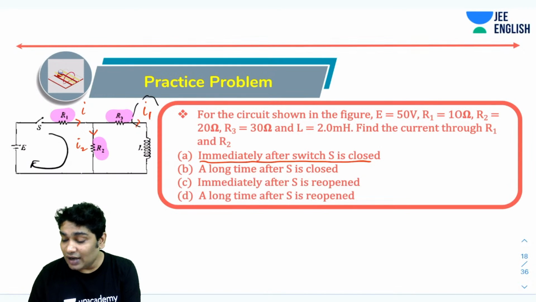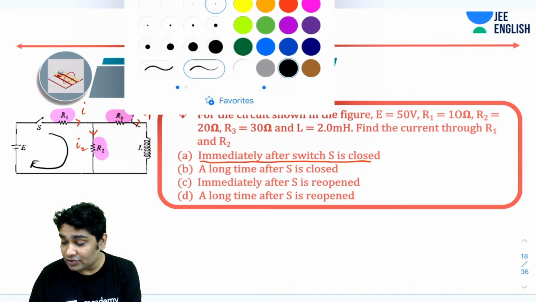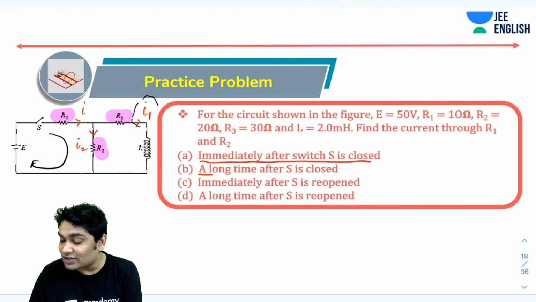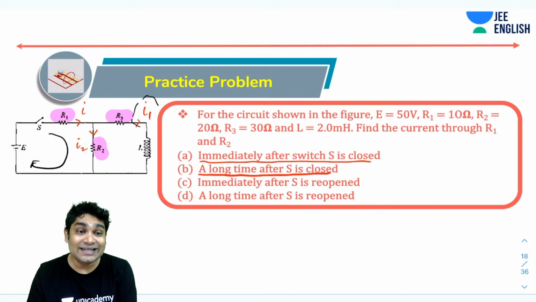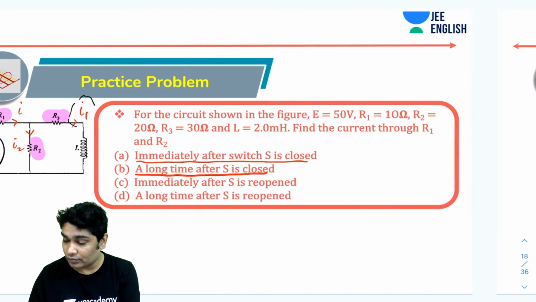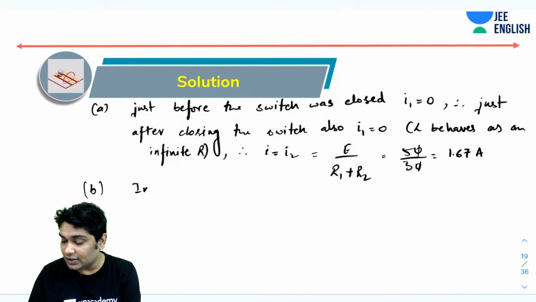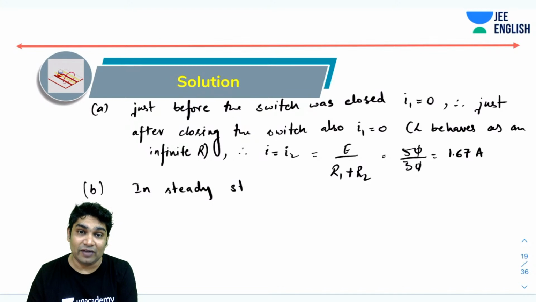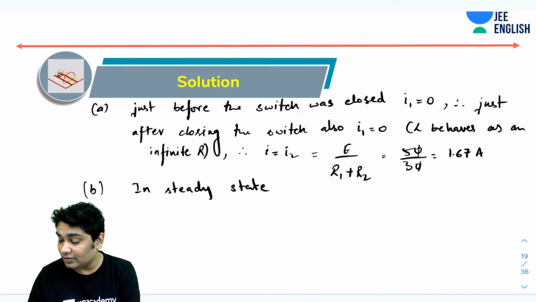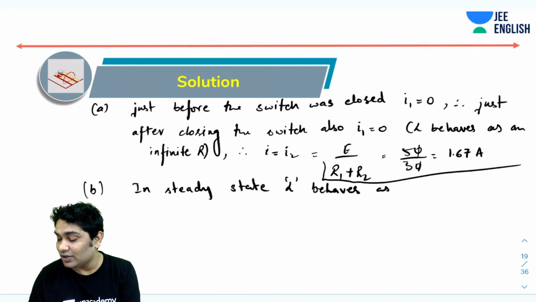in solving this. Now, after a long time, next you've been asked, a long time after S is closed, that will be the steady state. At steady state, how does the inductor behave? The inductor behaves as a resistanceless wire. In steady state, or t equals infinity, long time means they are trying to imply that t has almost become infinite. At steady state, L behaves as a zero resistance wire.